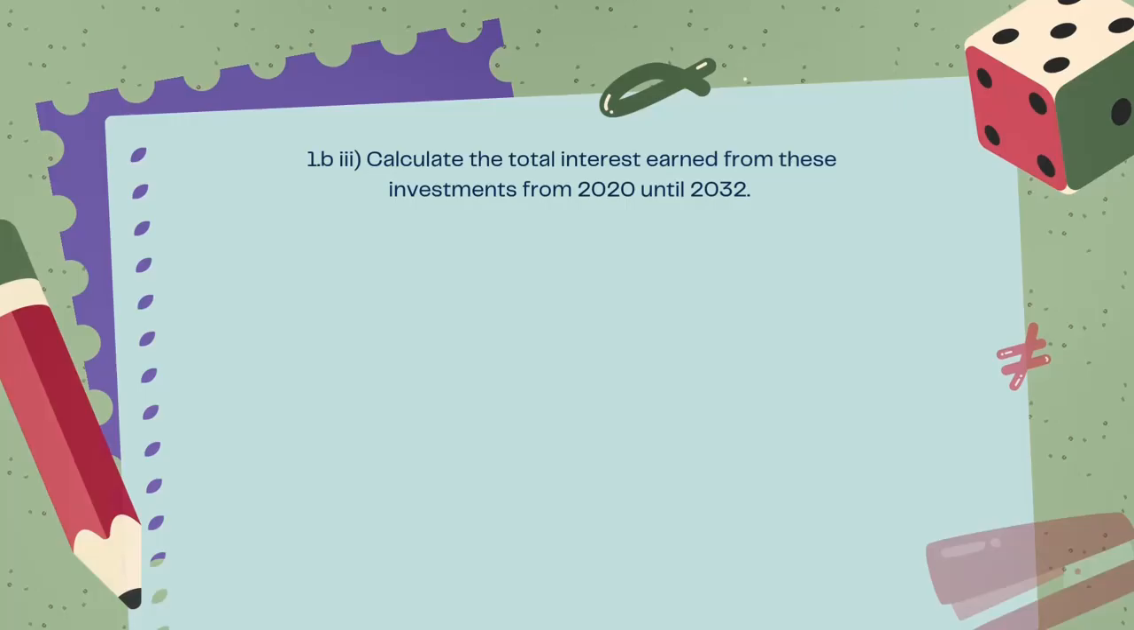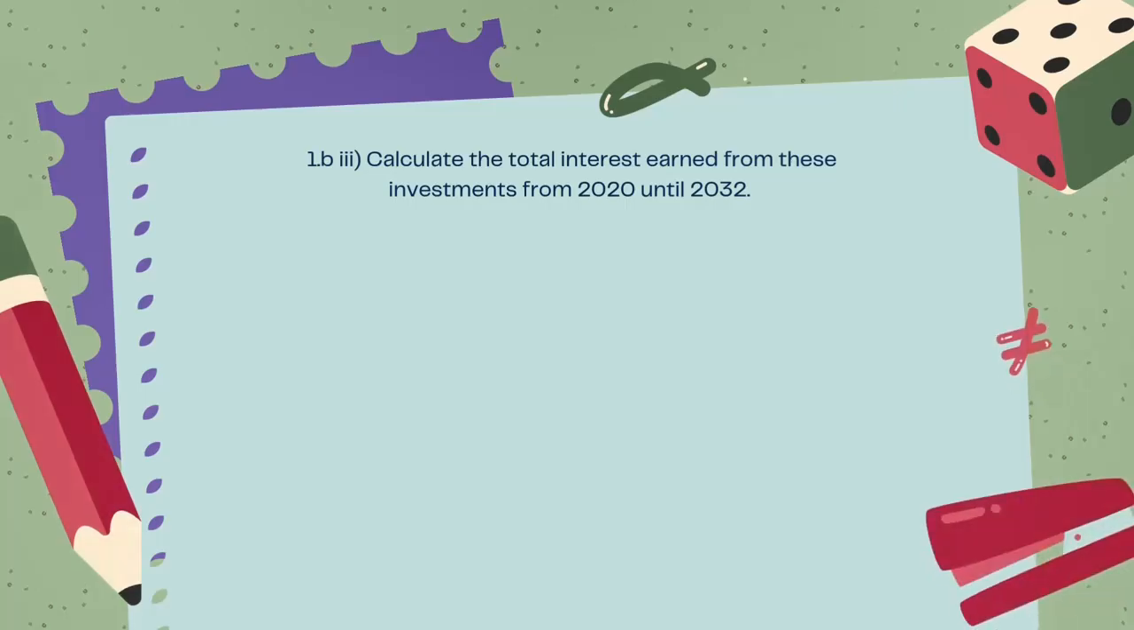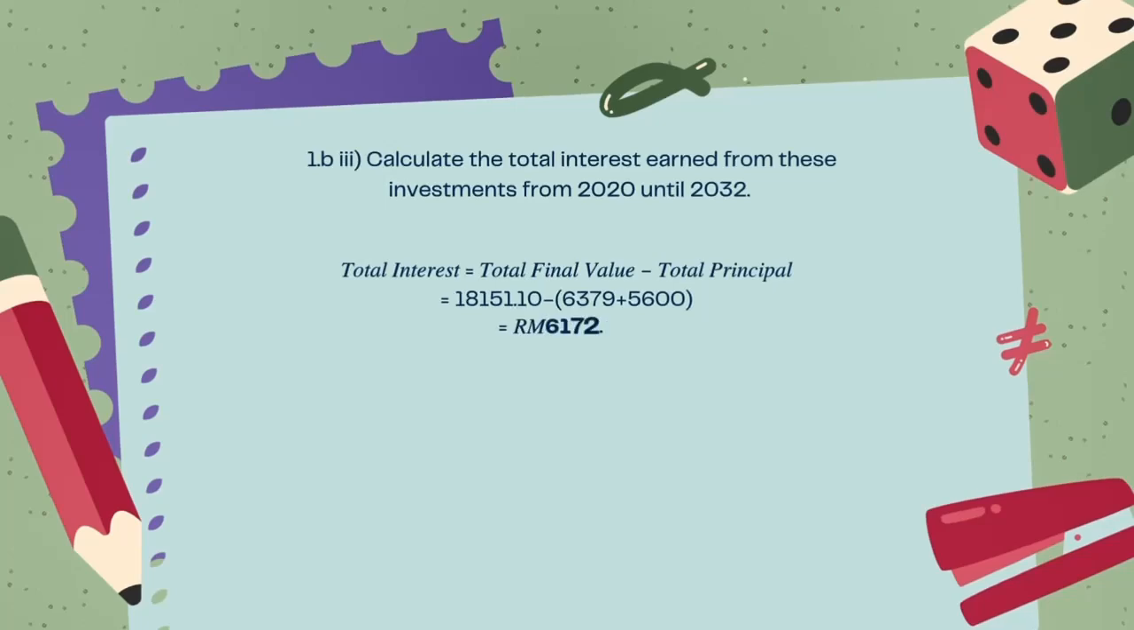Question 1b Roman 3. Find the total interest earned. We use the formula total interest equals total final values minus total principals. So, 18,151 ringgit 10 cents minus, in brackets, 6,379 ringgit plus 5,600 ringgit. So, the interest earned is 6,172 ringgit 10 cents.